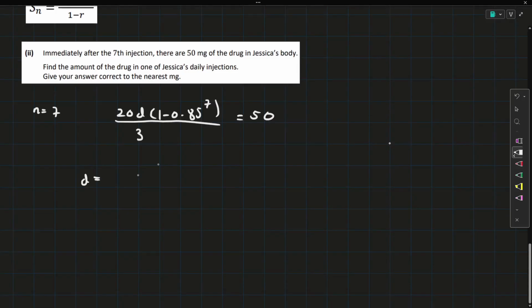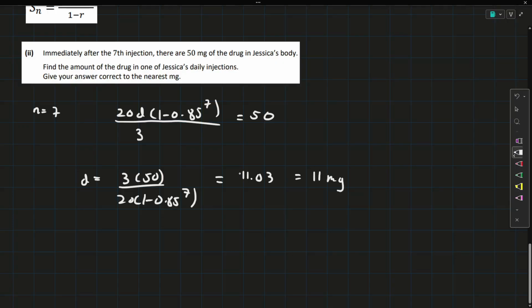So d will be equal to, multiply the 3 up, we get 3 times 50, and then we can divide by 20 times 1 minus 0.85 to the power of 7, and you can just put that whole thing into your calculator, and what you'll end up getting is 11.03, but then to the nearest milligram that'll be 11 milligrams, which is what they asked for.